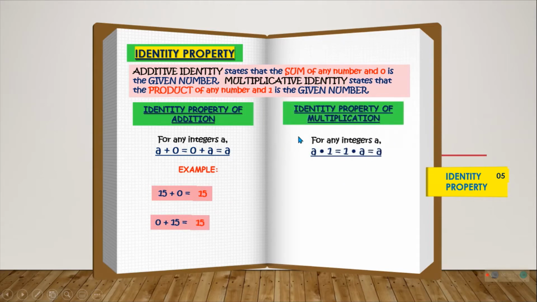It is the same in multiplication. But instead of 0, we use 1 here. So, a times 1 is equal to 1 times a is equal to a. Meaning, the given number is still the answer. Example, 15 times 1 is equal to 15. 1 times 15 is equal to 15.